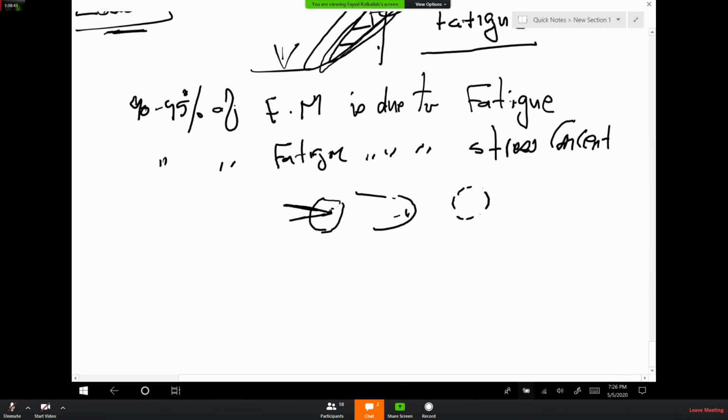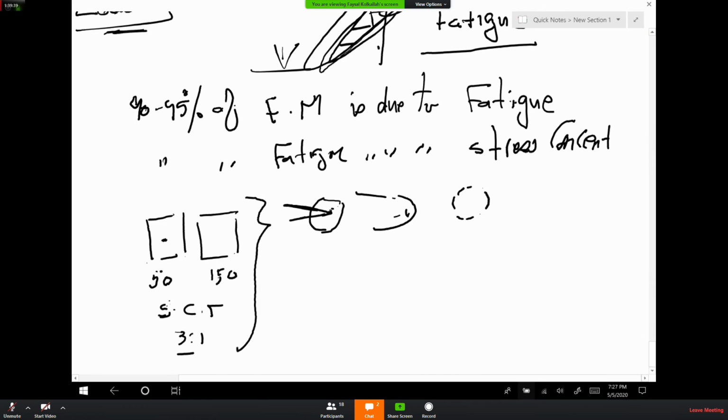So really, if you have a plate like this, an identical plate like this, but this has a notch or a crack or a flaw, this one can take 150 before it breaks. This one will break at 50 psi. So really the stress concentration factor is about 3:1. And stress concentration factor causes fatigue.